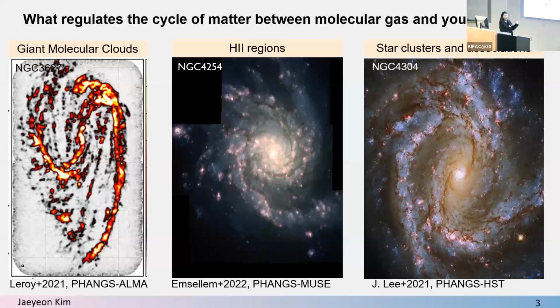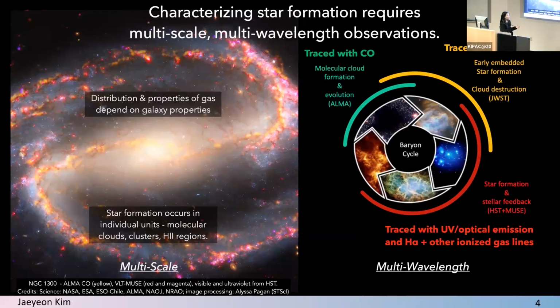One of the major questions that remains unanswered in this field is the detailed characterization of the physical processes that are responsible for regulating the matter cycle between gas and young stars, and how these processes depend on different environments. So in order to solve these questions, we first need high resolution observations and also to resolve these galaxies into individual star-forming units.